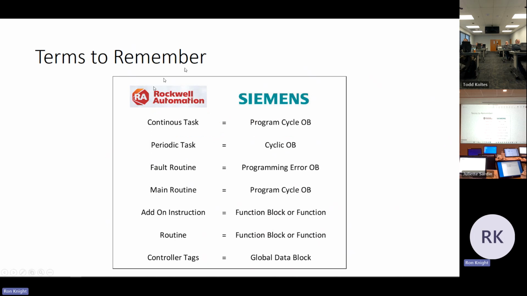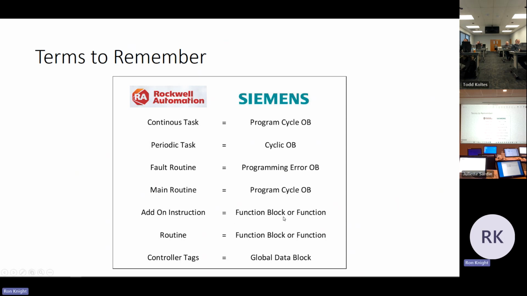All right, periodic task, cyclic organization block. A fault routine. Remember, a fault routine gets automatically called by the Rockwell PLC. Now, we have to create it and define it. It's not automatically created for us. In Siemens, that would be the programming error organization block. Same thing. It's not automatically there. We would have to create it. I'll show you that in a second. A main routine, program cycle OB. Notice we got program cycle OB twice. That's because the program cycle organization block rolls up main task, main program, main routine, all in one block.